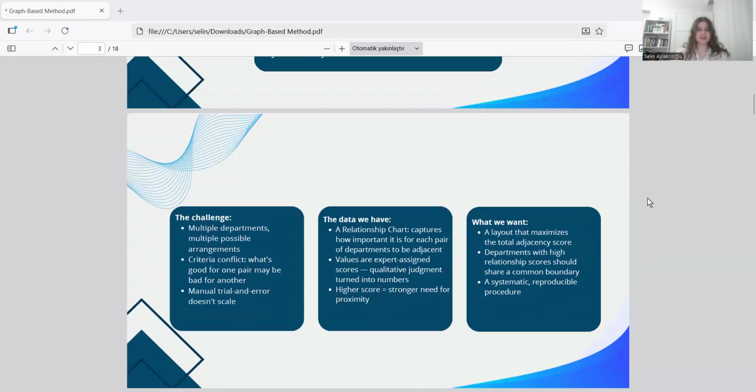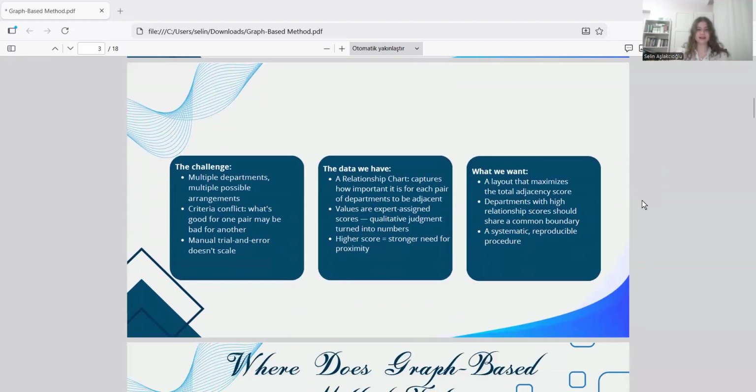We have some challenges, we have some data to examine, and we have an objective. So multiple departments cause multiple possible arrangements, and we have this criteria conflict. What is good for one pair may be bad for another. And manual trial and error doesn't scale at all.